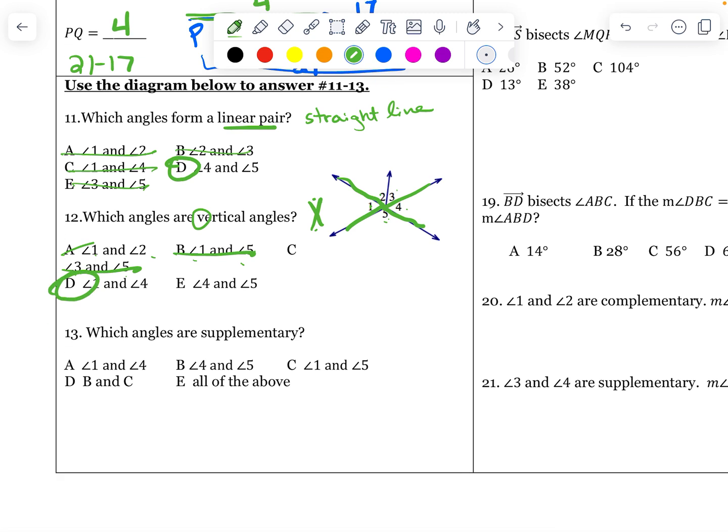And then which angles are supplementary? Supplementary, add to 180 degrees. 1 and 4, we don't know that. 4 and 5 definitely add to 180. They make a straight line. 1 and 5 also add to 180. They make a straight line. So B and C is my correct answer.